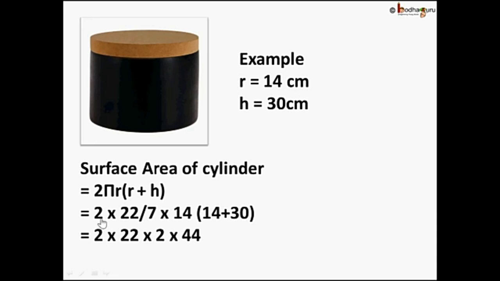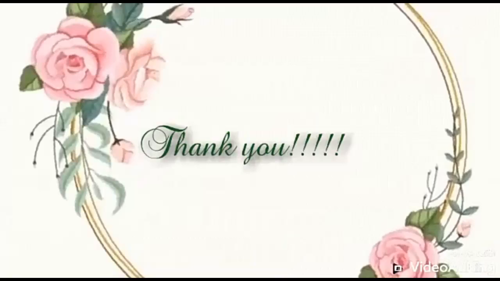So after cancellation we get 2 into 22 into 2 into 14. Why? Because 7 ones are 7, 7 twos are 14. So after the final calculation we get 3872 centimeter square.